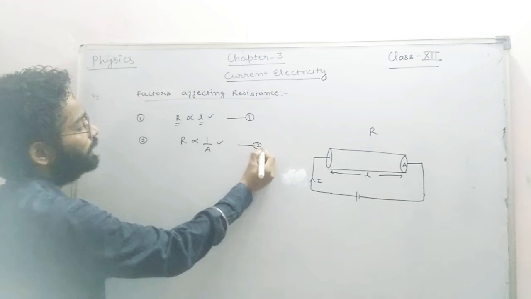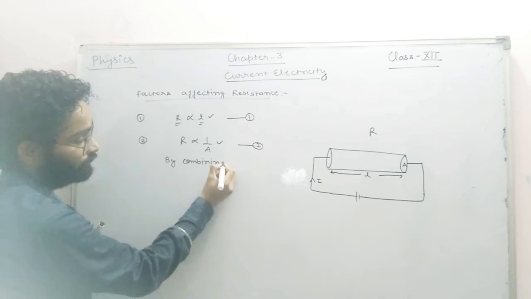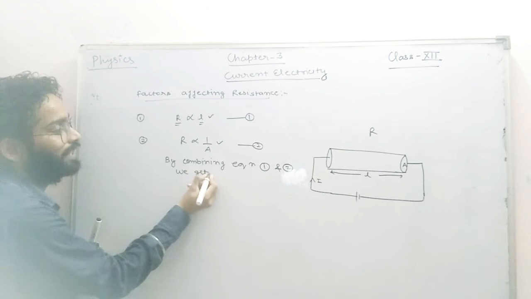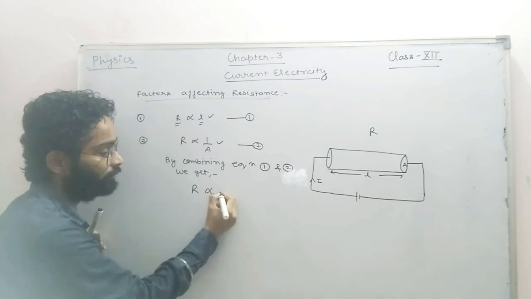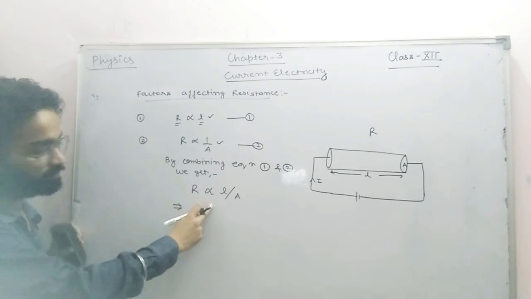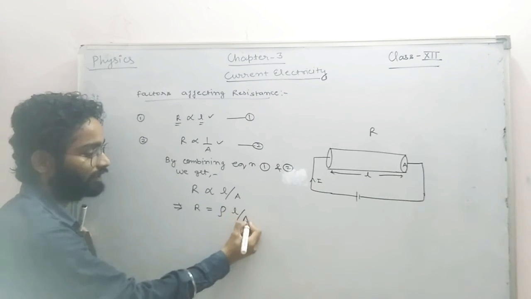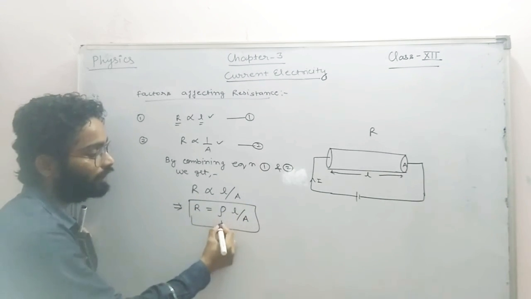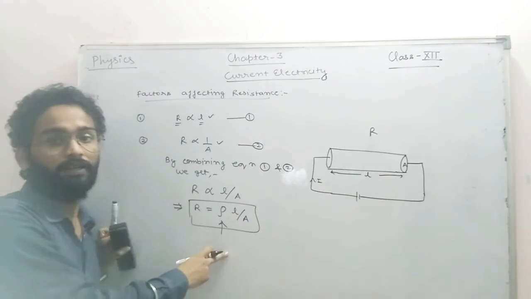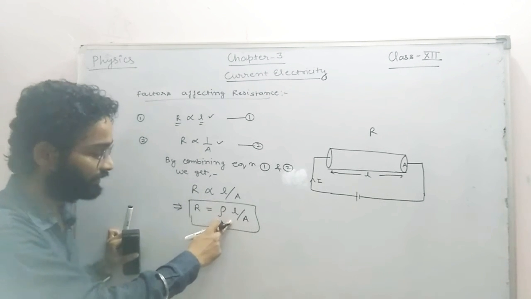Combining equations 1 and 2, we get R is directly proportional to L by A. With the removal of the directly proportional sign, a constant should come, and here the constant rho comes. That is R equals rho L by A. This rho is called resistivity, and it is also called specific resistance.